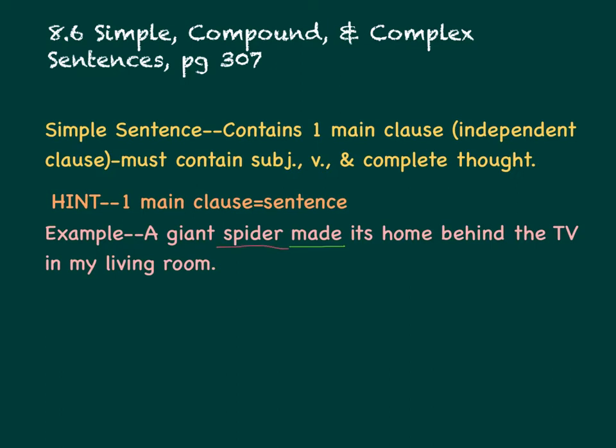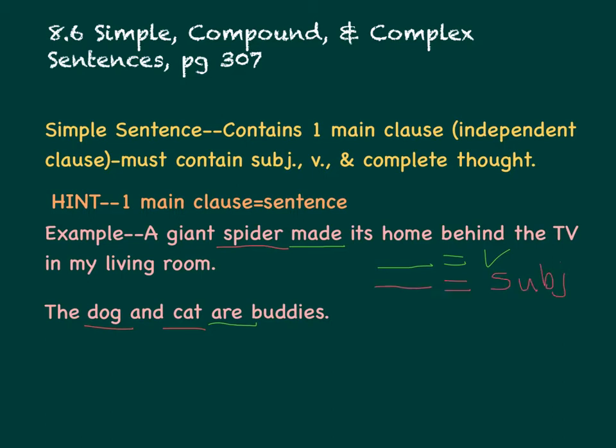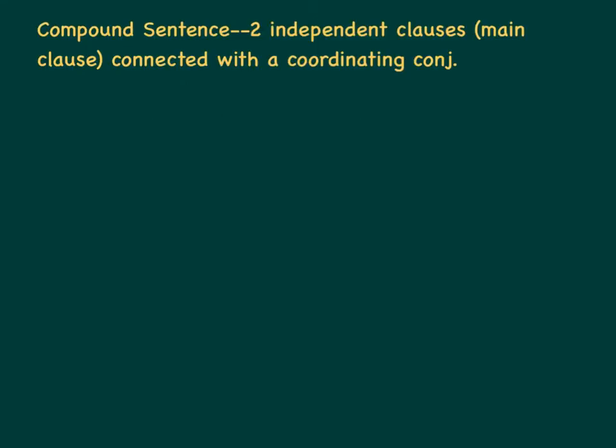Another example: the dog and cats are buddies. There is a compound subject, but there is only one main clause. Are is the verb. Who are? Dog, cat are. Both examples contain a subject, a verb, and a complete thought. Pause the video and jot down your notes.